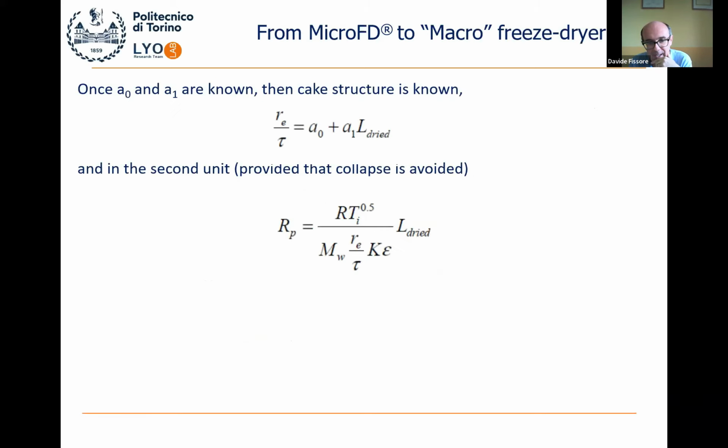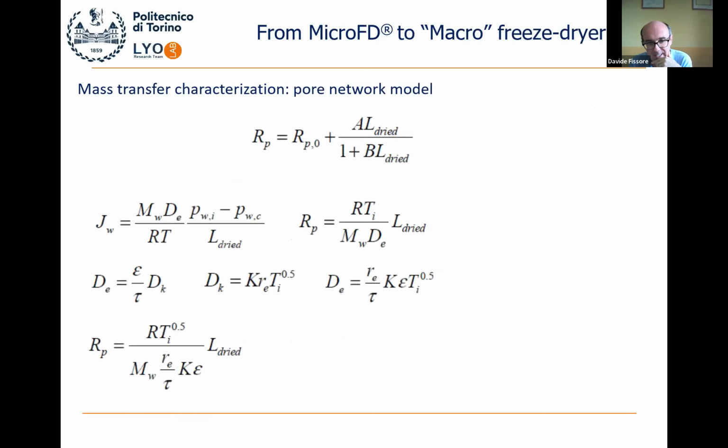Well, the point is this. T is the temperature of your product. The problem is that when you carry out a test in MicroFD or in Beta, in Rivo, wherever you want, you cannot be sure that the temperature of the product is the same you would like, particularly when you're still developing your cycle. So this is the first point.